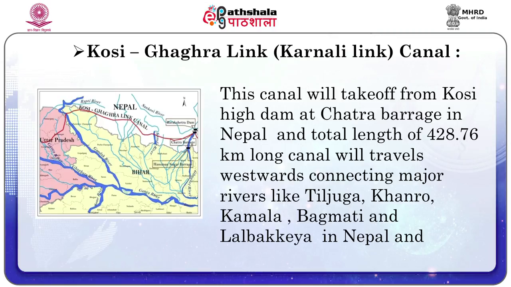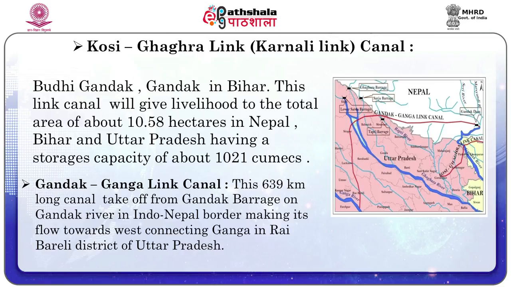Kosi-Ghaghra Link. The Kosi-Ghaghra Link Canal will take off from the Kosi High Dam at Chatra Barrage in Nepal. The total length of 428.76 km canal will travel westwards, connecting many rivers in Nepal and Bihar. This link canal will give irrigation benefit to a total area of about 10.58 lakh hectares in Nepal, Bihar, and Uttar Pradesh, having a storage capacity of about 1,021 cubic meters.